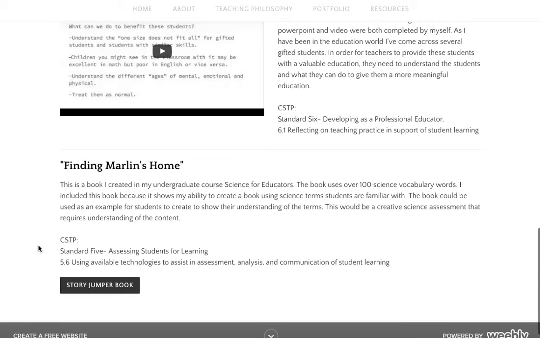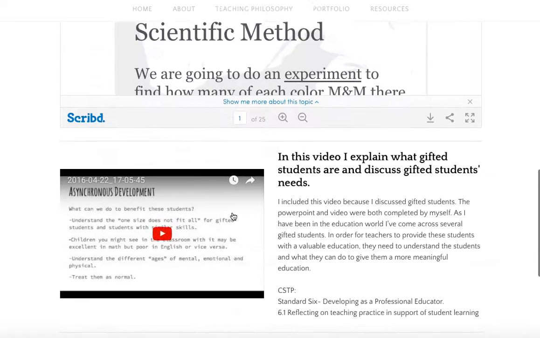And this shows not only understanding of it, but also how to create lessons that are meaningful for the students. And then lastly, I included an ebook I created as well. This was something I had to do for my science class as well, but it's also something you can use as an assessment for students. So I kind of explained that in there.